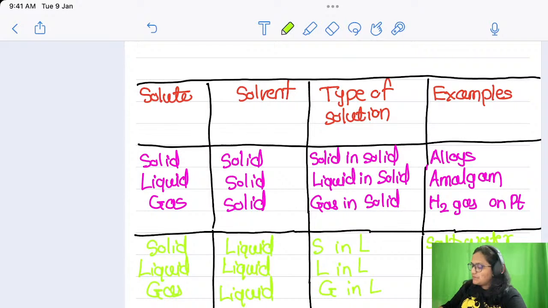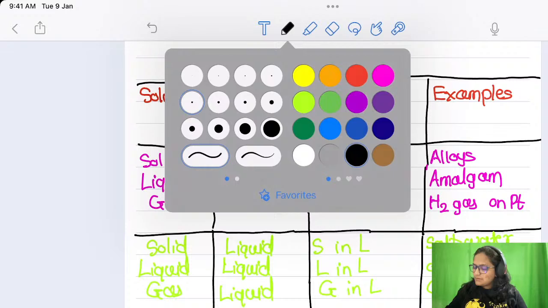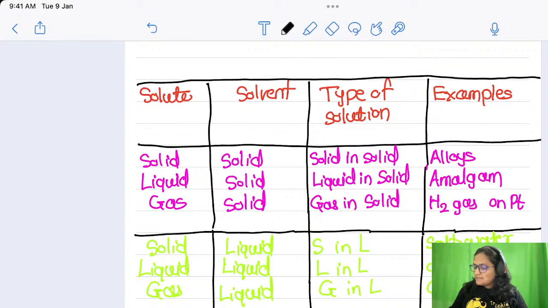Okay, liquid in liquid means what? Alcohol plus water solution, or acetone plus water. Gas in liquid is the oxygen in water. You know, oxygen is present in water. The aquatic animals, they take the dissolved oxygen in water for their respiration, right? So these are the examples for this type of solution. Then the last type we can discuss, in which the solvent is gas.